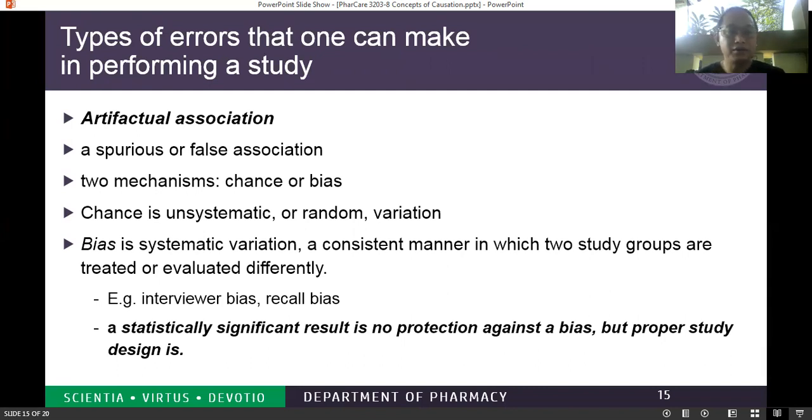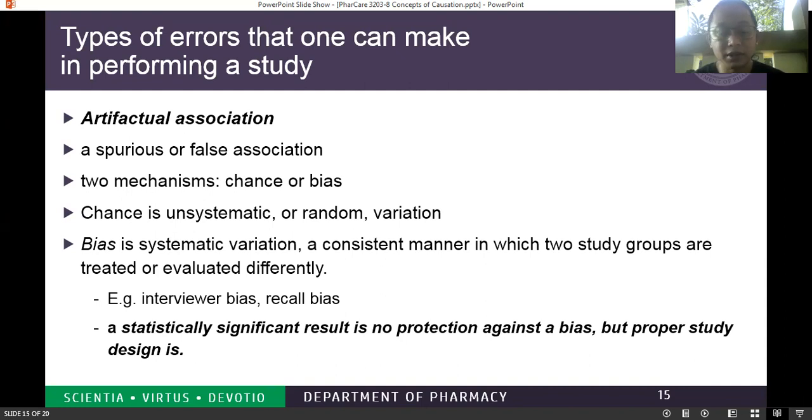For the artifactual associations, we may have chance or bias. The chance is the unsystematic or random variation. So we may find chance or false associations, but not by design, not what we intended to have.